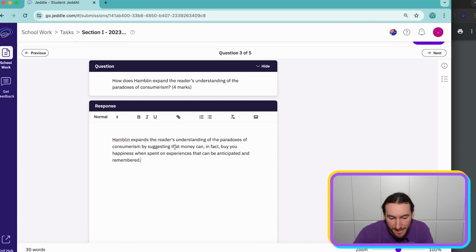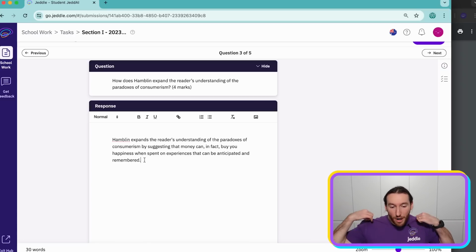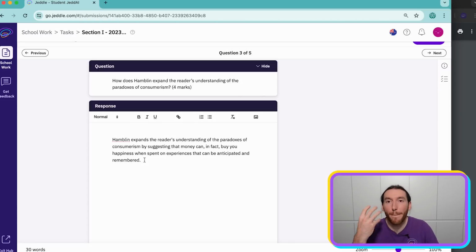Now, the paradox bit is the can in fact, because it's saying this is contrary to popular opinion or contrary to the age-old saying, money can't buy you happiness. We don't need to say that explicitly, but the in fact kind of addresses that. Money can in fact, contrary to popular belief, buy you happiness when spent on experiences that can be anticipated and remembered. It's not the consumption itself, it's not buying that actually makes you happy though. The paradox is that you're spending your money on something intangible. It's not actually a product that we typically would think of when we talk about buying something to make you happy. It's not a material possession.